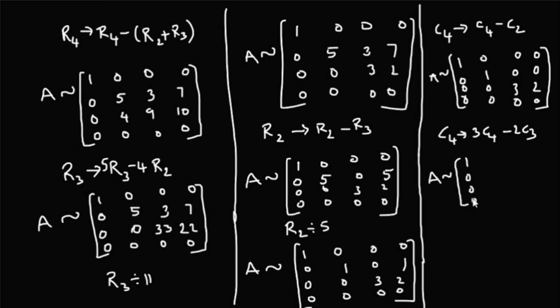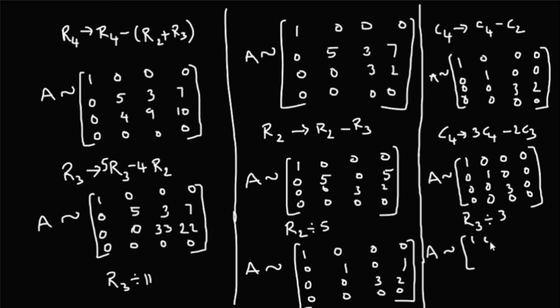1, 0, 0, 0, 0, 1, 0, 0, 0, 0, 3, 0, no changes to C3, 0, 0, 0, 0. Okay. Now you divide R3 by 3. What will you get? A is similar to 1, 0, 0, 0, 0, 1, 0, 0, 0, 0, 1, 0, 0, 0, 0, 0. So now how is it? This is in the identity matrix form.